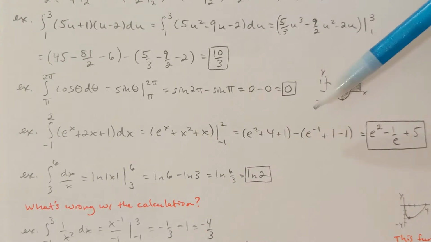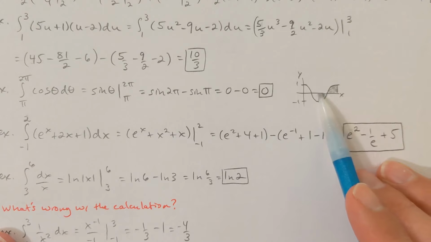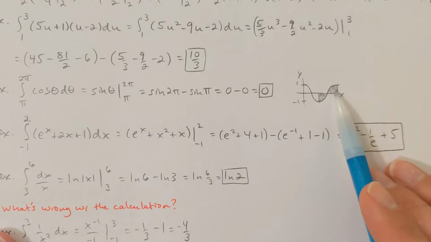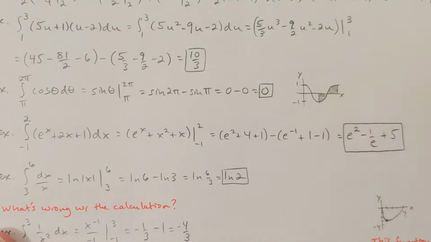Okay, now why is the answer 0? Well, here's a picture of the cosine curve on the interval pi to 2 pi. Now these two shaded regions are the same size, but one region, to the left of 3 pi over 2, is below the x-axis, and the other region is above the x-axis. Okay, so of course the region above the x-axis would indicate a positive number, the region below would indicate a negative number. When you add these together, they offset each other, going to give you 0.